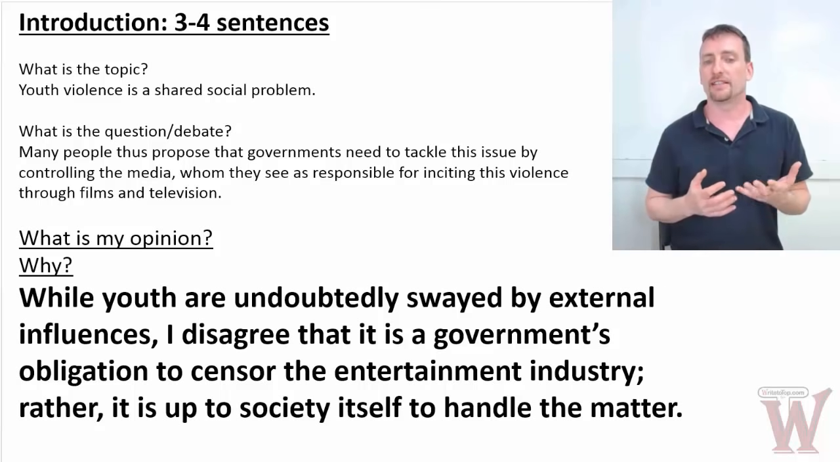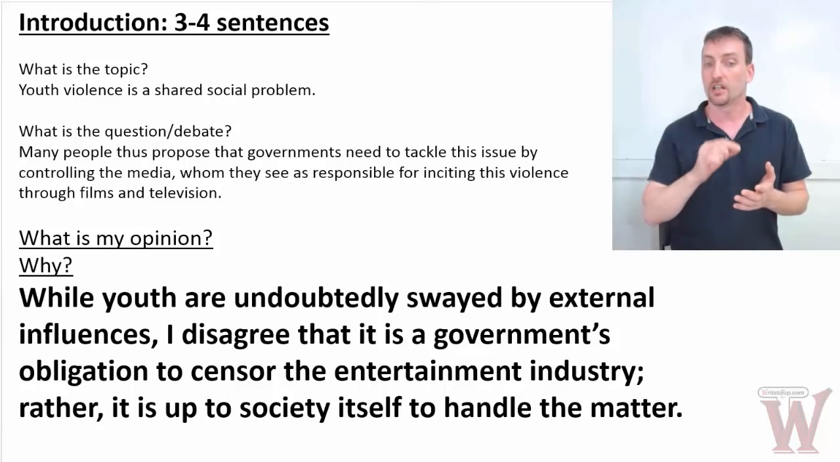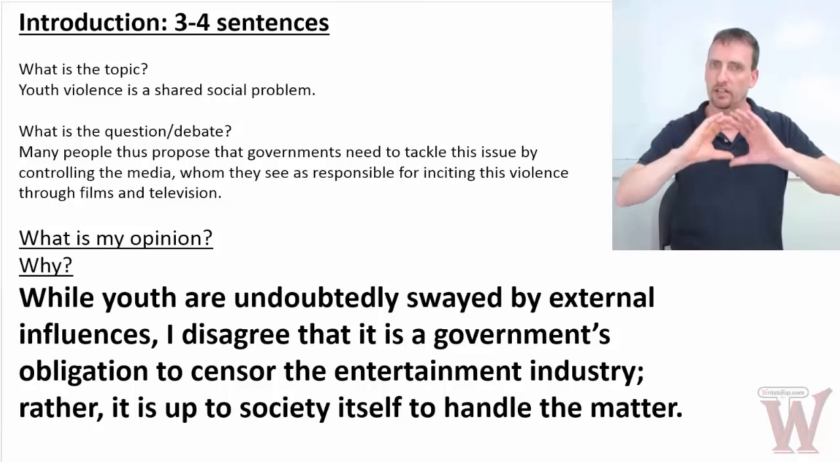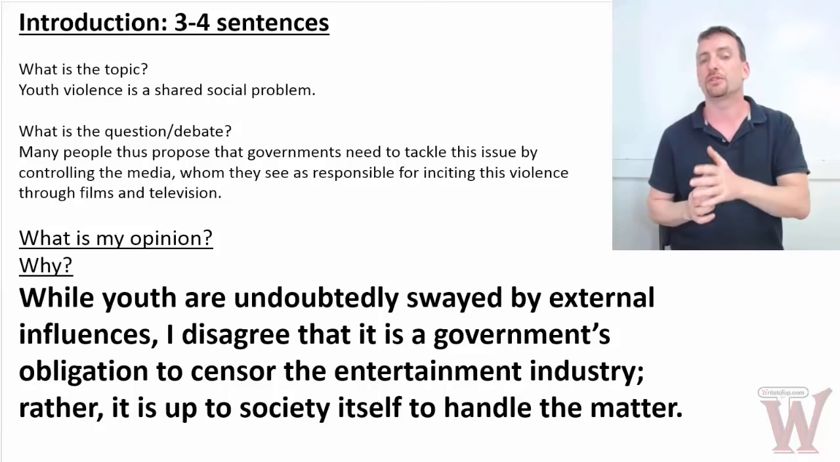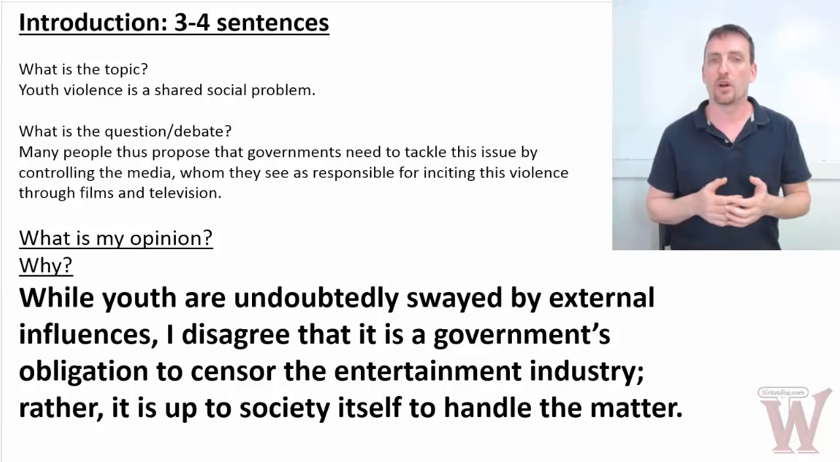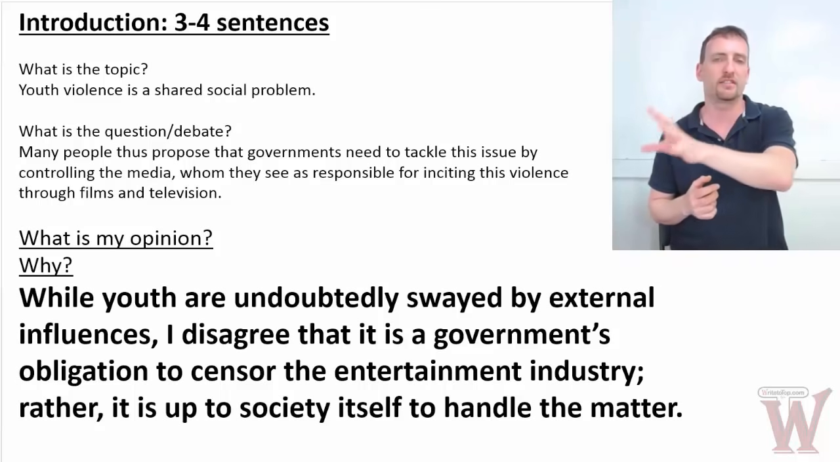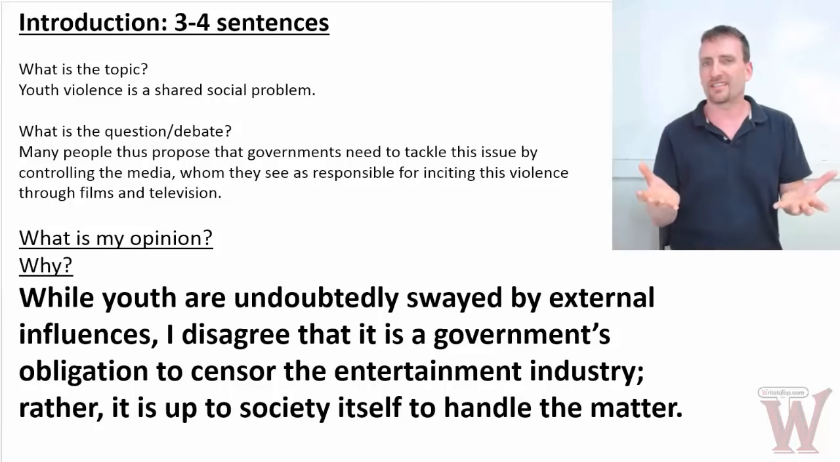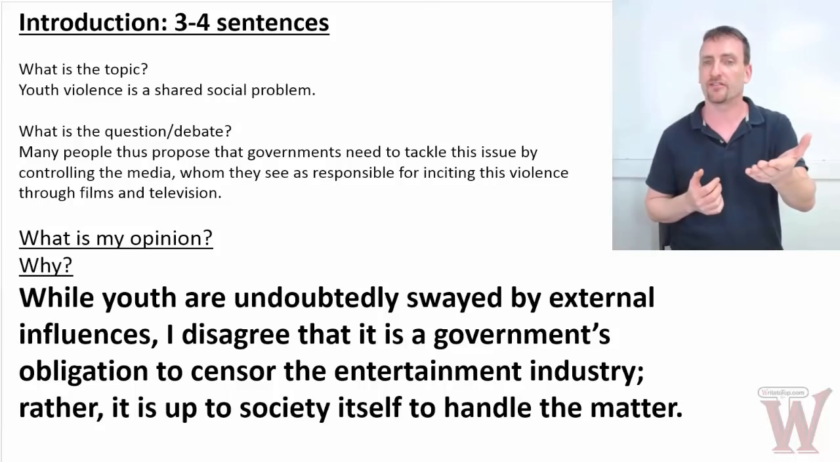So while youth are undoubtedly swayed by external influences, I disagree that it is a government's obligation to censor the entertainment industry. So first, the most important part here, I disagree that it is the government's obligation to censor. There's my opinion. Rather, it is up to society itself to handle the matter. Why is it not the government's? Because it's society's problem. Society should deal with it, not the government. Now, this is not telling you much of anything. It's telling you my opinion, my general reason. In the body, I'm going to basically expand. I'm going to develop both of these ideas. I've already given a little hint of what's coming.